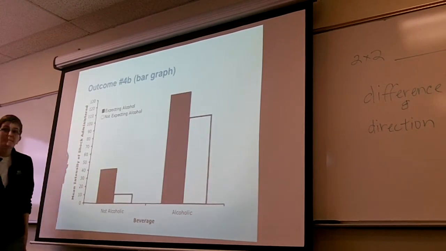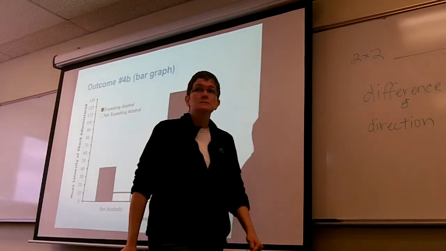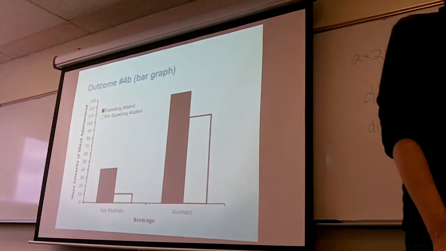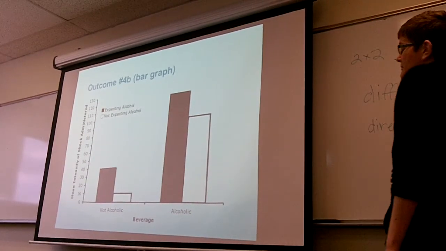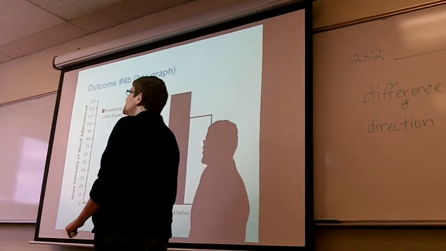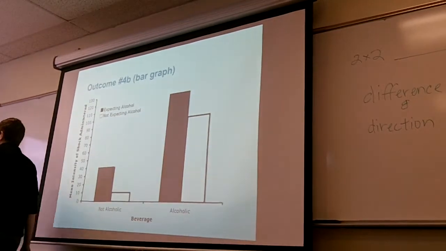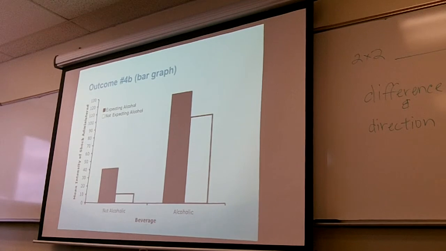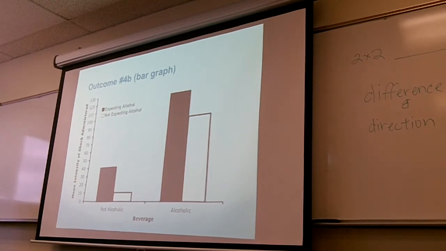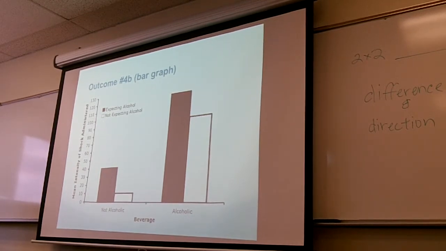Practice makes perfect. Okay, bar graph. Same data. Now in a bar graph. So we said last time, 2 main effects, no interaction. How do I know that on this graph? How do I know that there's a main effect of beverage?